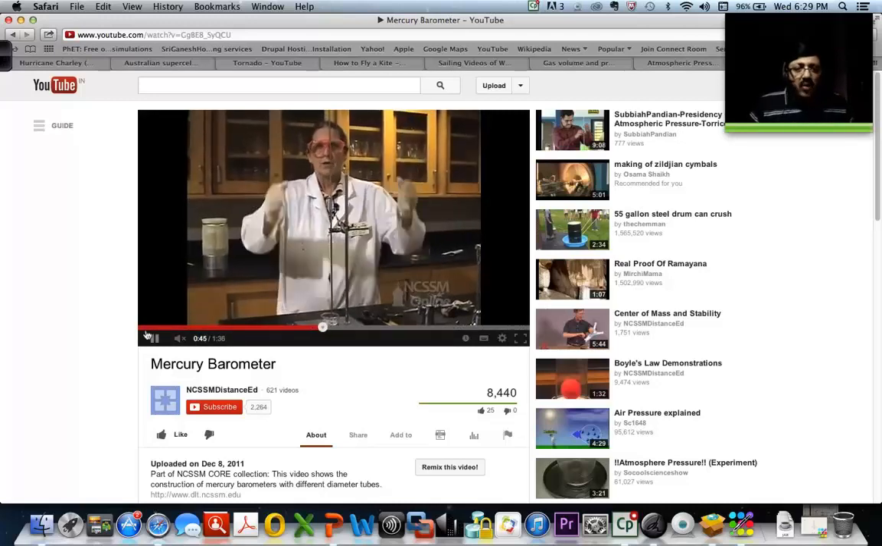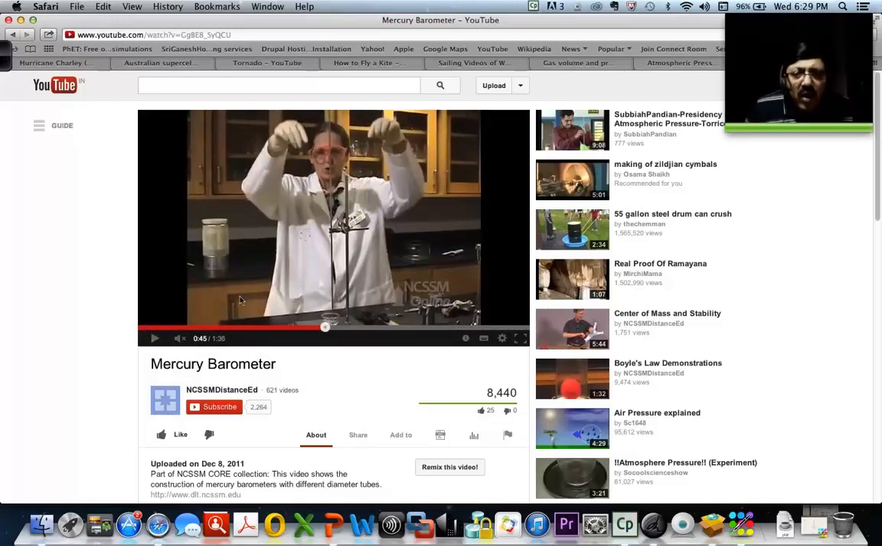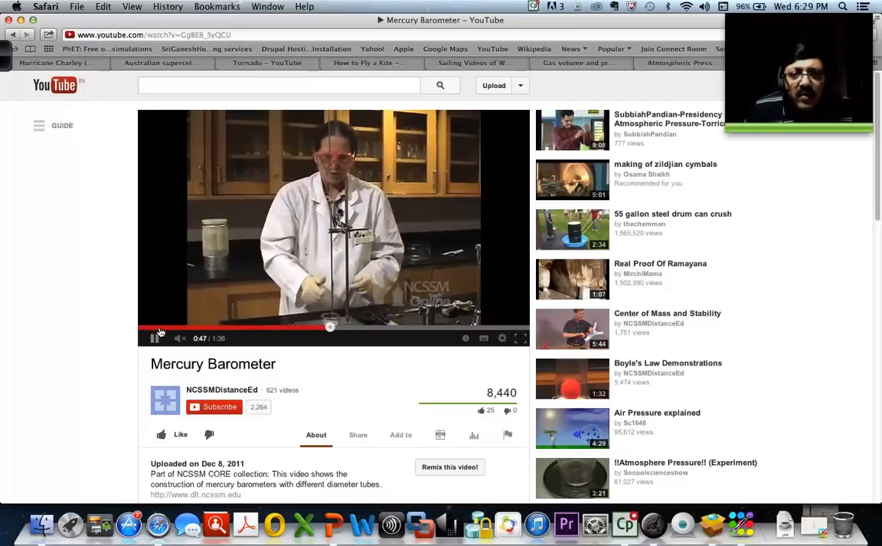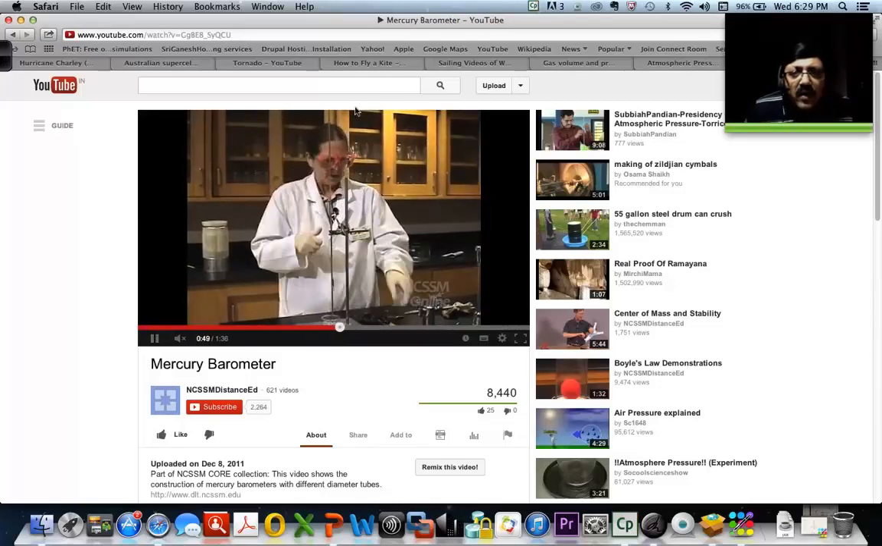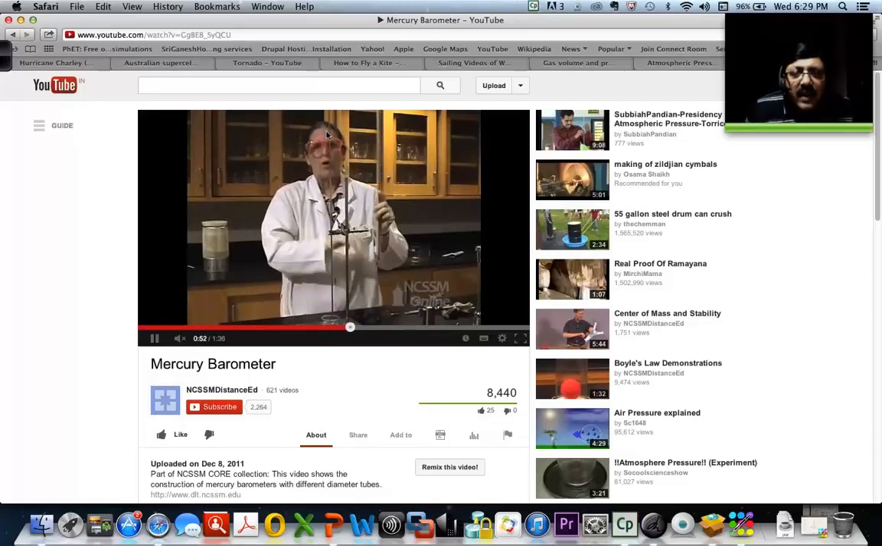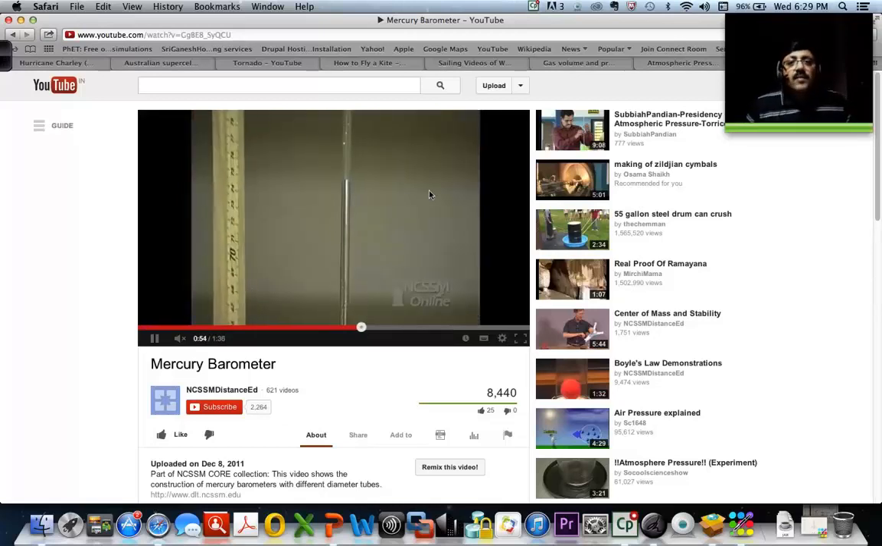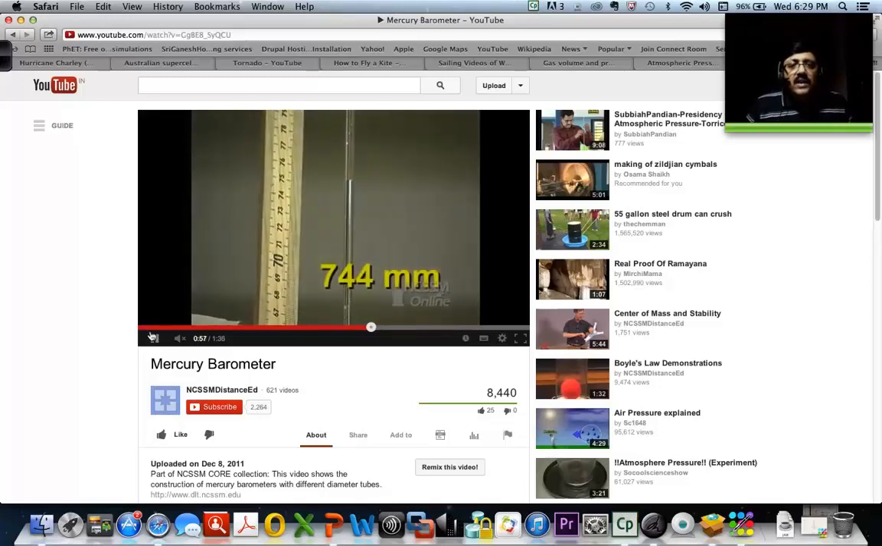So you can see now. I don't think you're able to see it. Probably there is a short close up. You can see that the mercury is there up to here, right? And the reason why that mercury is there up to here is because 744 millimeter of mercury column is still there in the tube, and that is because the atmospheric pressure is pushing, and that is the reason why that mercury is staying in the tube, and not completely flowing out. All right, fine. So that is actually another proof that there is something called atmospheric pressure which exists.